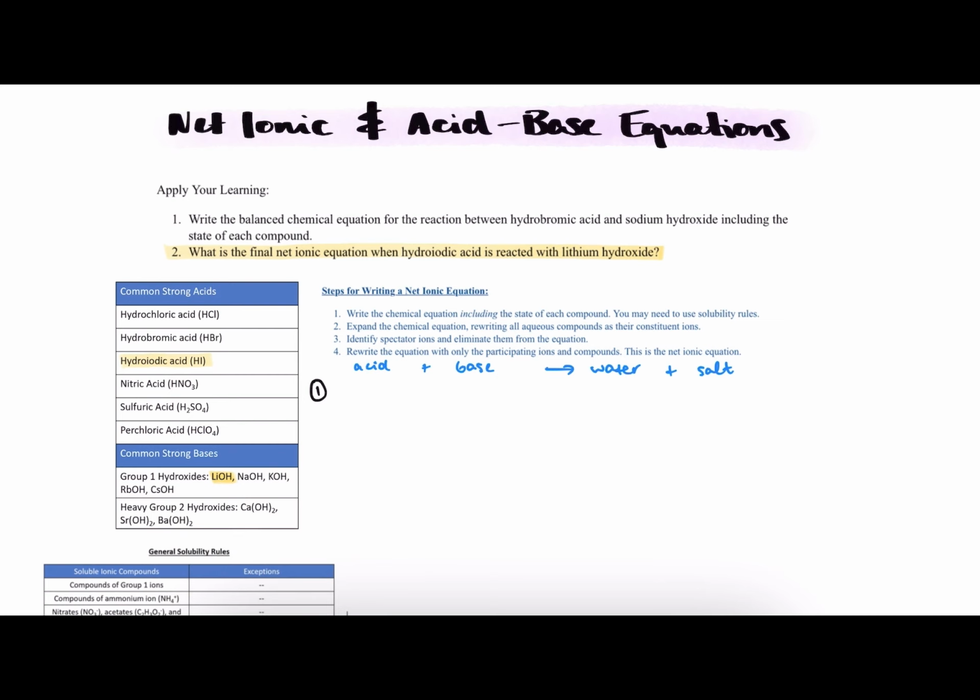So our acid is HI, and since it's a strong acid, that'll be in the aqueous form. Our base is lithium hydroxide, which is also a strong base, which will be in the aqueous form. It'll react to form water, which is just by default in liquid form. And then when we take out the components of water, we see that the resulting salt is LiI, or lithium iodide.